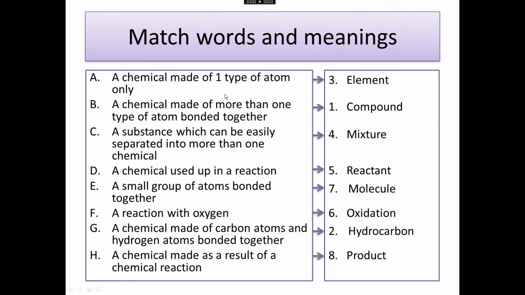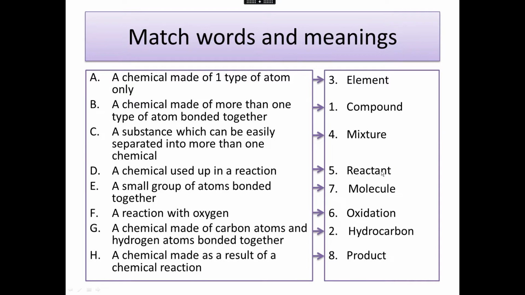A chemical made of one type of atom is an element. B, more than one type of atom bonded together is a compound. A mixture can be easily separated. A reactant is used up in a reaction. A molecule is a small group of atoms bonded together. A reaction with oxygen is called oxidation. A chemical made of carbon atoms and hydrogen atoms bonded together is a hydrocarbon. And a product is a chemical made as a result of a chemical reaction.